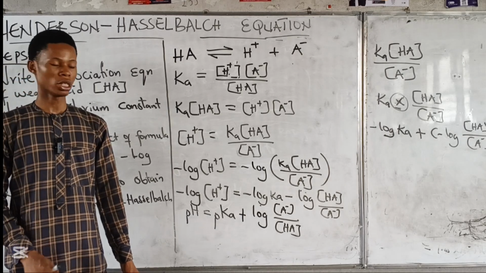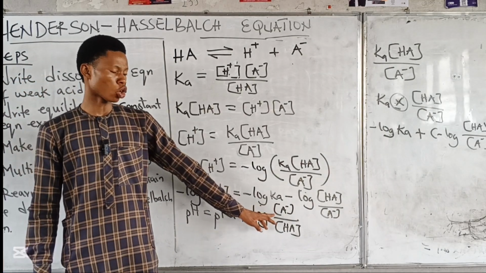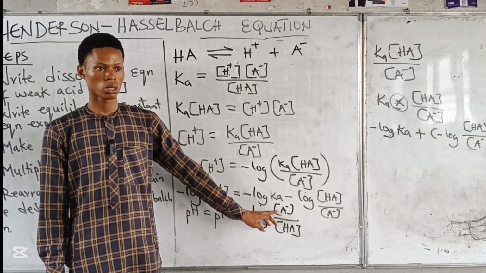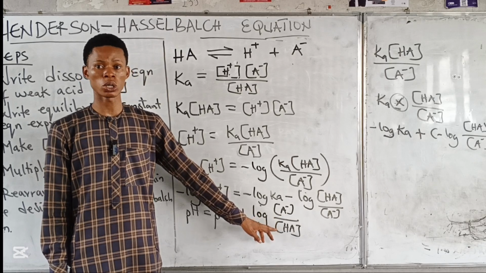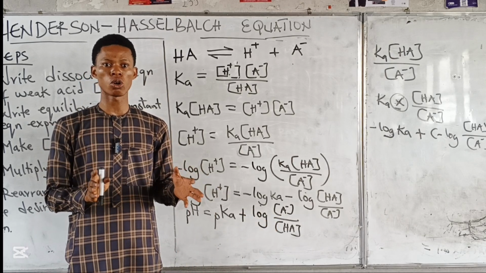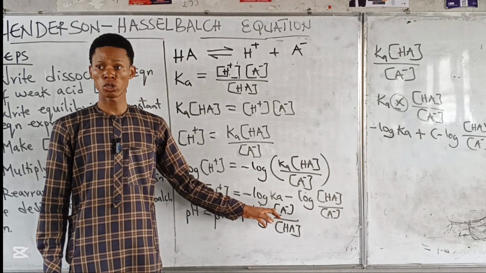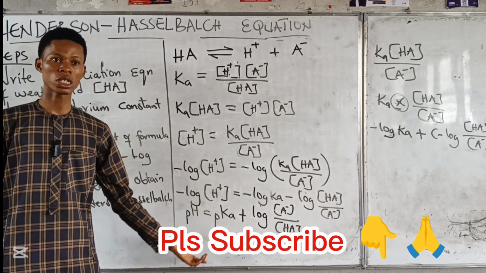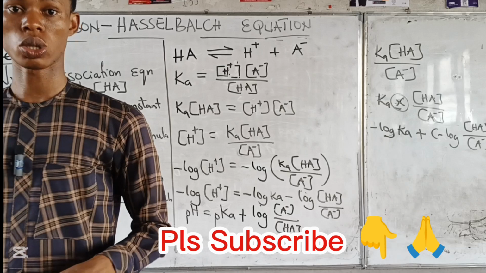In some questions, you can be given pH and asked to calculate the pKa. Remember, A minus is the concentration of the conjugate base, while HA is the weak acid. And remember that a buffer solution contains a weak acid and its conjugate base. So with this, you can calculate the pH or the pKa of a buffer solution. We are going to see some calculations.